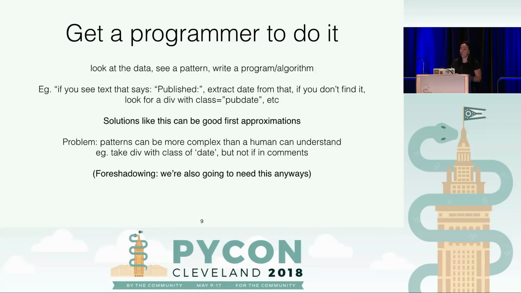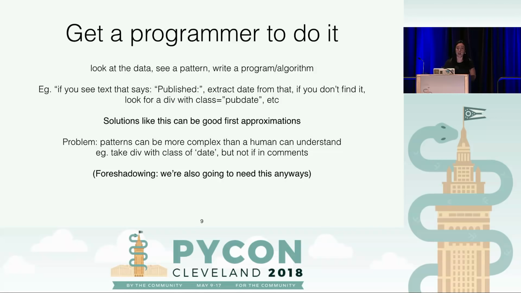So you could look at the page, and if you see text that says published, you can extract a date from that. If you don't find it, look for a div that has a class that's publication date. You can have a list of stuff like that. Solutions like this can be good first approximations. A lot of startups talk about how before they went to machine learning, they started out with a heuristics-based approach, and that's often a good way to start. The problem is patterns can be more complex than human beings can understand.